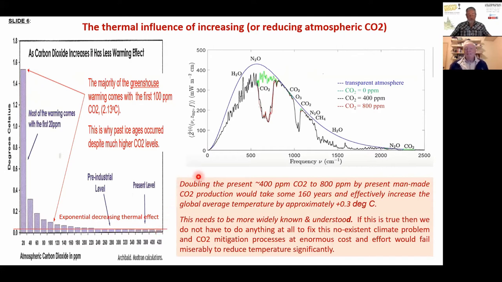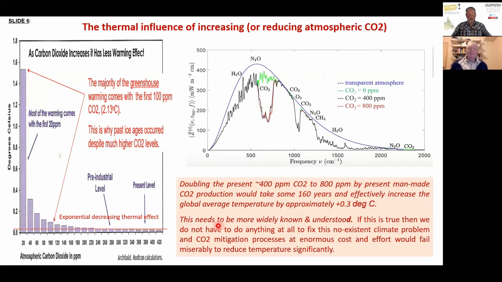So we can estimate that doubling the present 400 ppm, which is where we're at now, somewhere down in here, 420 or something, to 800 ppm by introducing man-made carbon dioxide at the present rate that industrial activity is producing, it would take us 160 years to go from 400 ppm or so now to 800 ppm. So it's going to take a long time to do that. But the effective increase in global average temperature when it gets to 800 ppm is only going to be 0.3 of a degree. So we've doubled it from 400 to 800 ppm, but we've only increased the temperature by 0.3 of a degree. It's a pretty small increase.